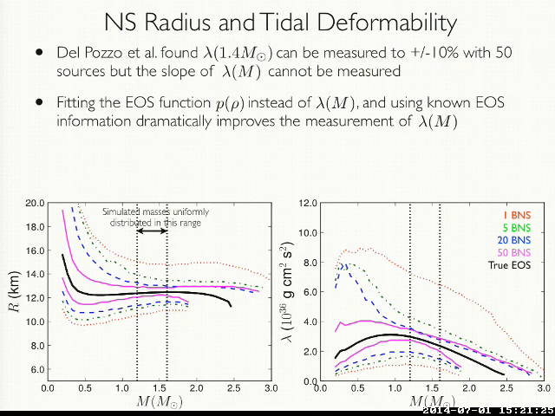If the true radius was 10 kilometers, how many binaries do you need to see to get the same error bar? I'll show you a plot later, but it turns out it's roughly independent of what the true radius is. For various reasons, the errors stay about the same regardless of what the actual equation of state is. I'll show a slide later.